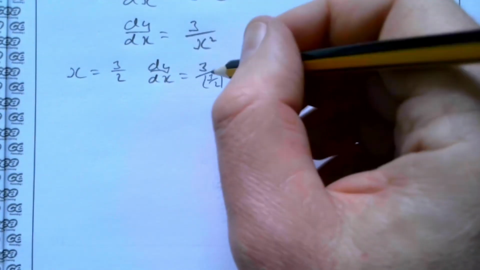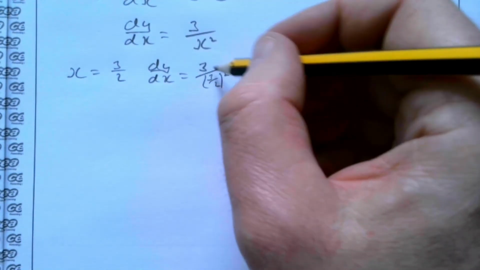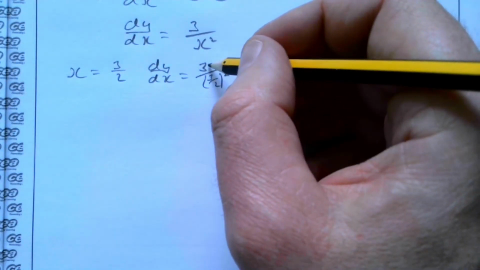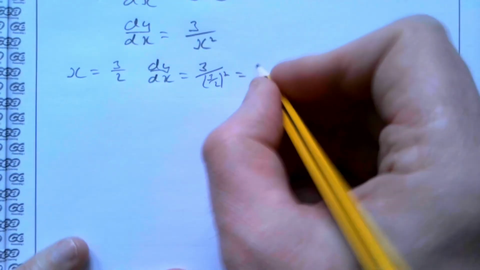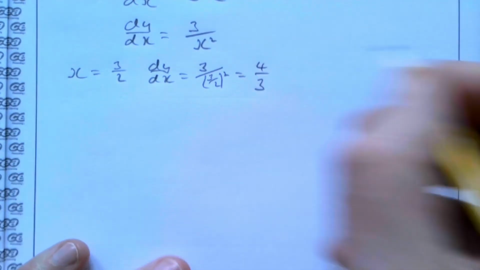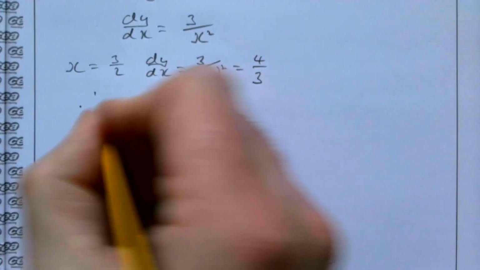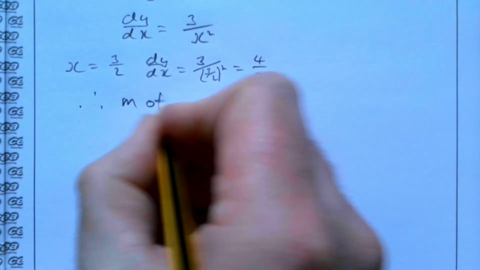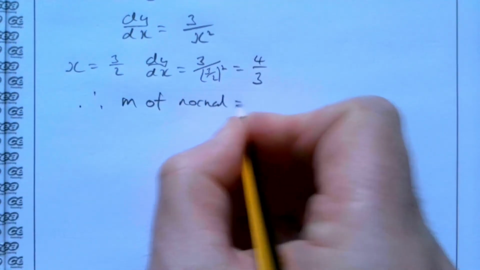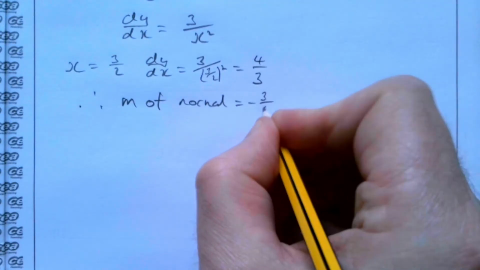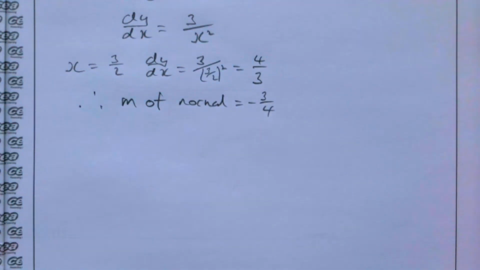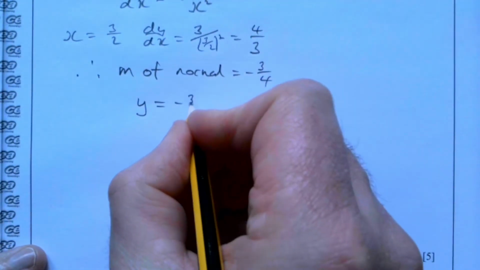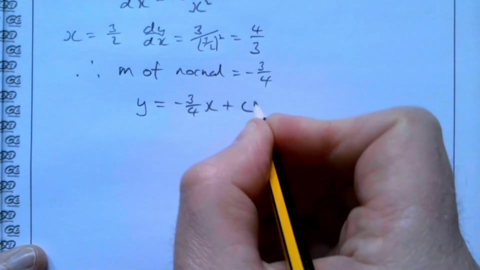So 3 divided by (3 over 2) squared is 3 over 9 over 4. So that's going to be times by the 4, you get 12 over 9. And that cancels down then to 4 over 3. That would be the gradient of the tangent at that point. Therefore, gradient of normal would be the negative reciprocal, so minus 3/4. So that means we know y equals minus 3/4 x plus c.